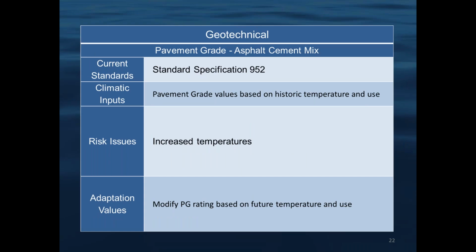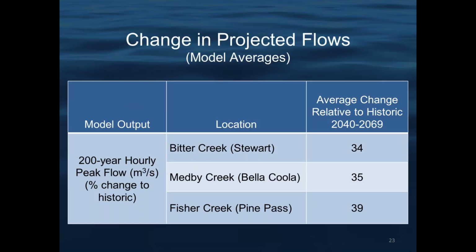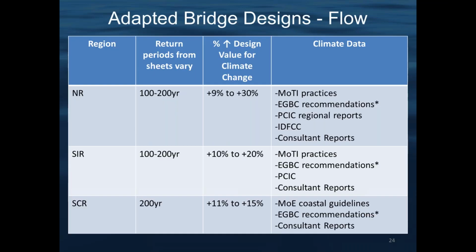Pavements, it's covered in our standard spec, but it generally follows the PG grading for bitumens, which is already sensitive to temperature change. Some of the changes that we're expecting, based on what the climatologists are telling us, are at least 30% or more increase in average peak flows than what we've seen in the past. And what's up on the screen right now is sort of what we're thinking may happen 2040 to 2060, 2070, so 30 years hence.